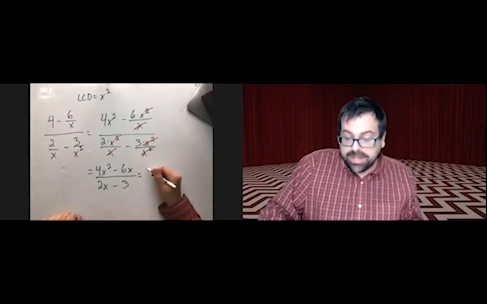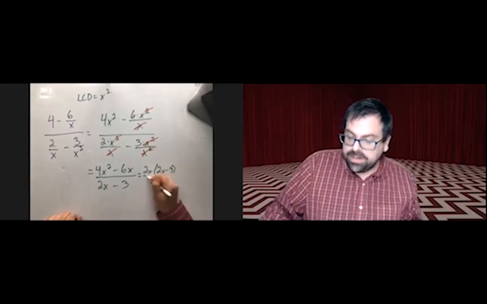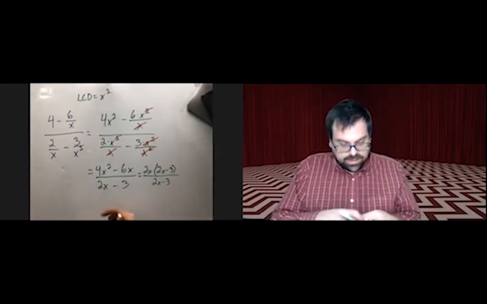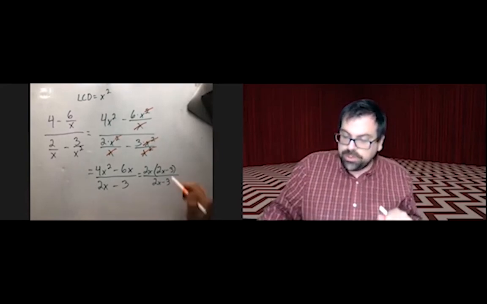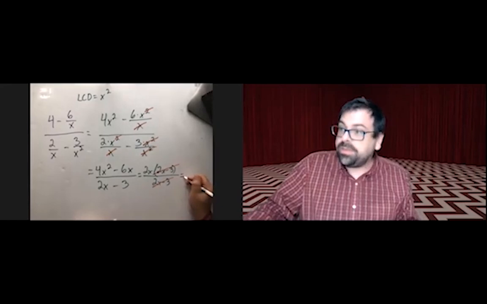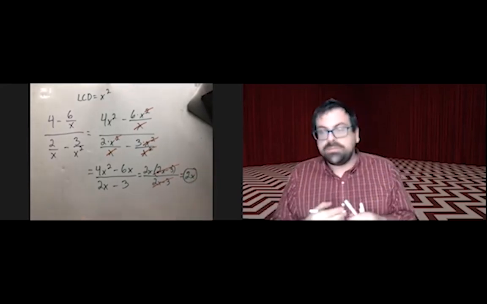Factor a 2x out of the top. We're left with 2x times 2x minus 3 over 2x minus 3. The 2x minus 3's cancel. We're left with 2x. Same answer.